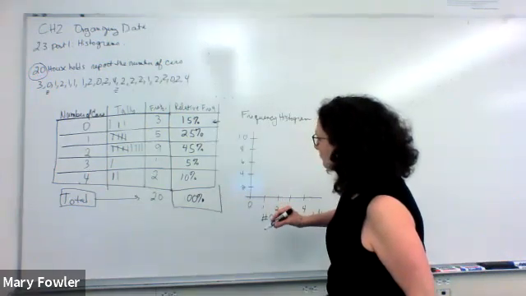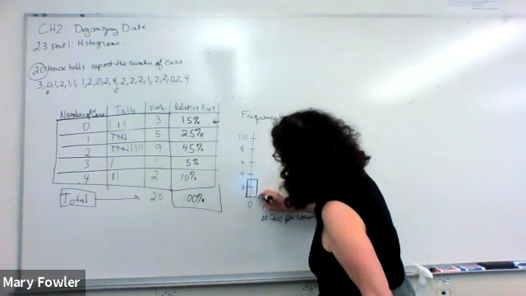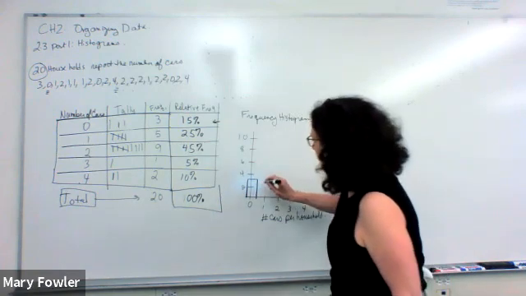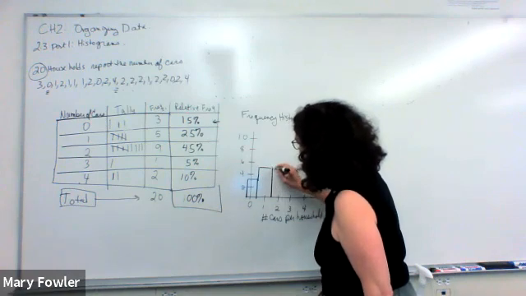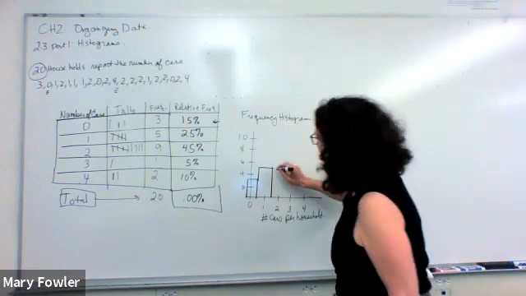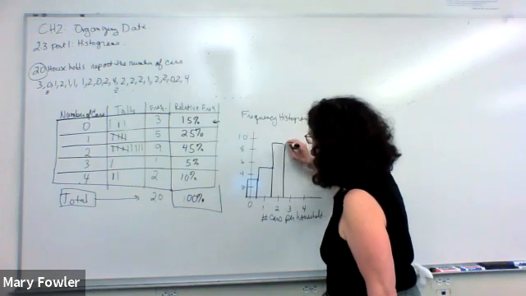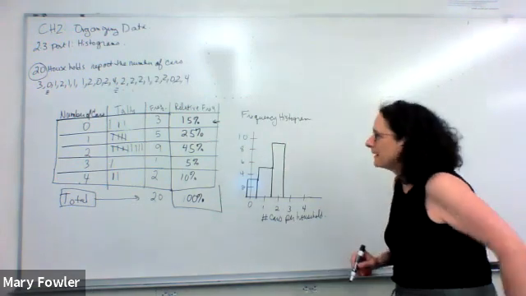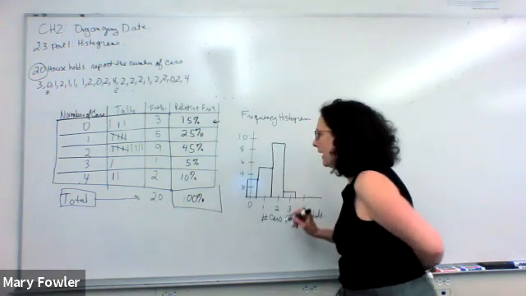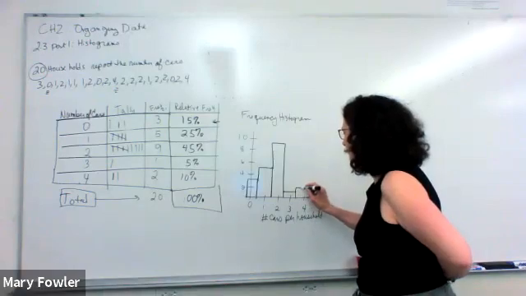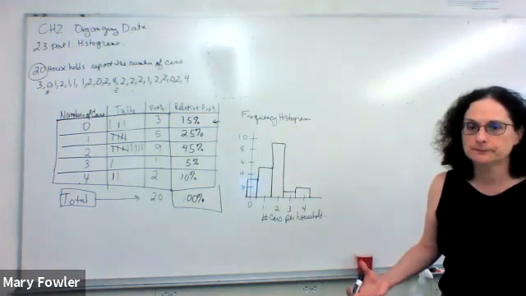So 0, we have 3, put that right here. For 1 car, we have 5. Okay. 2 cars, we have 9. 3 cars, we have 1. And 4 cars, we have 2. So this is our frequency histogram.